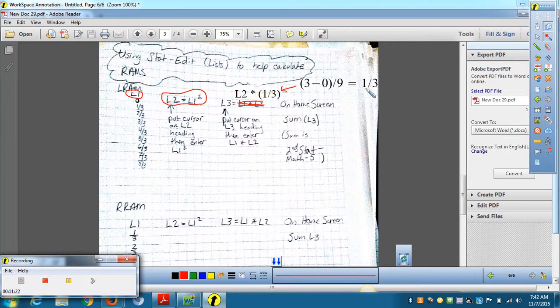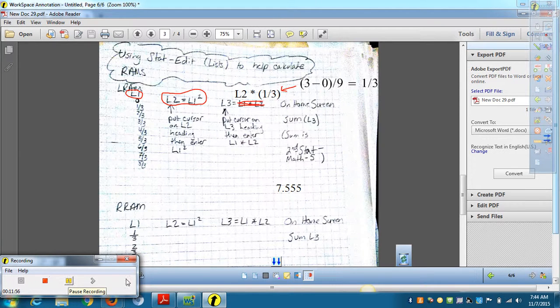So that is how we can get our interval width. And if we're on an interval from A to B, it would be B minus A divided by the number of subintervals. All right, so when you do L2 times 1/3, you'll get a list of values there for L3. Then you go back to your home screen with second quit, and we want to sum up the values in L3. To get to sum, it's second stat math 5, and L3 is second 3. And when you sum that up, I believe we get 7.55. Let me double check. Yes, so we get 7.55 for our left sum.